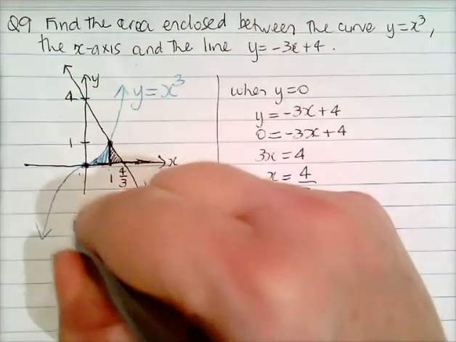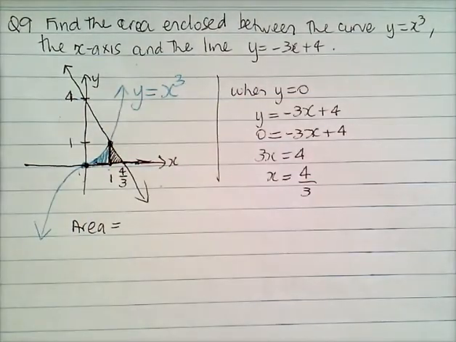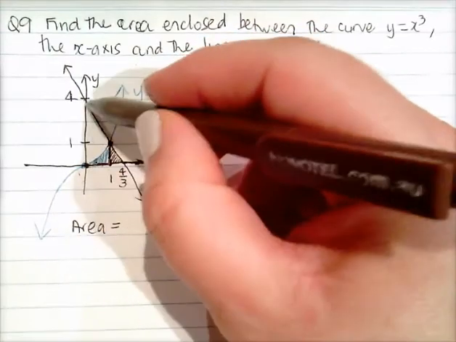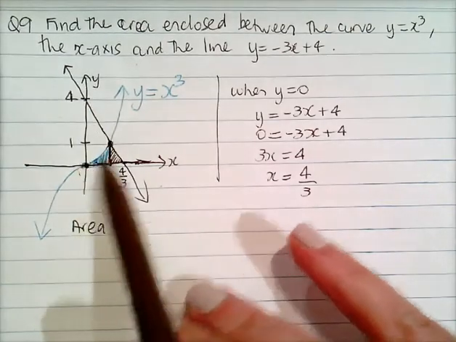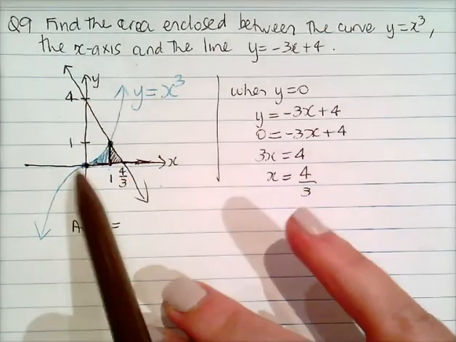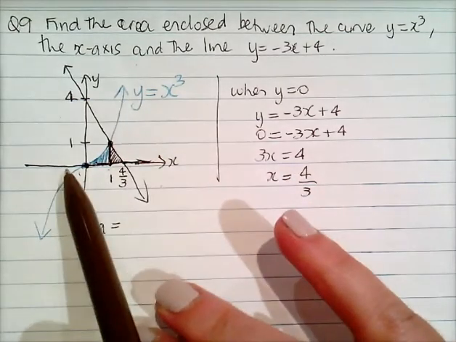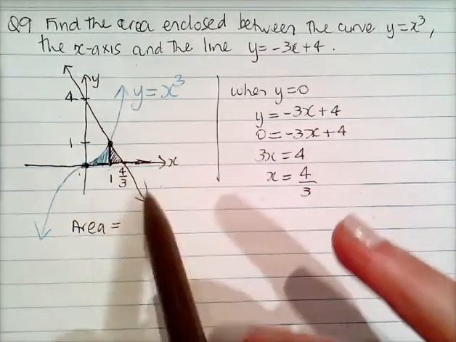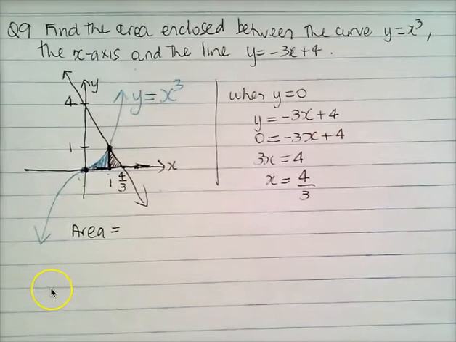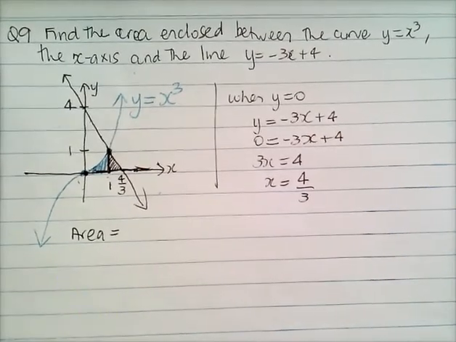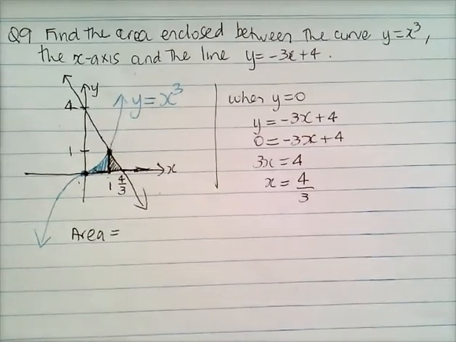So therefore my area is again a sum of areas. It's made up of two areas that are side by side. It is not one curve below the other one. You would do one curve below the other if you wanted the area enclosed by the curve, the y-axis, and the line. So if you wanted the area enclosed by the curve y equals x cubed, the y-axis and the line y equals minus 3x plus 4, you would do the area between the two curves like that. But it's not asking you for that. It's asking for the area between the curve and the x-axis and the line. So it's really important that you read it very, very carefully.